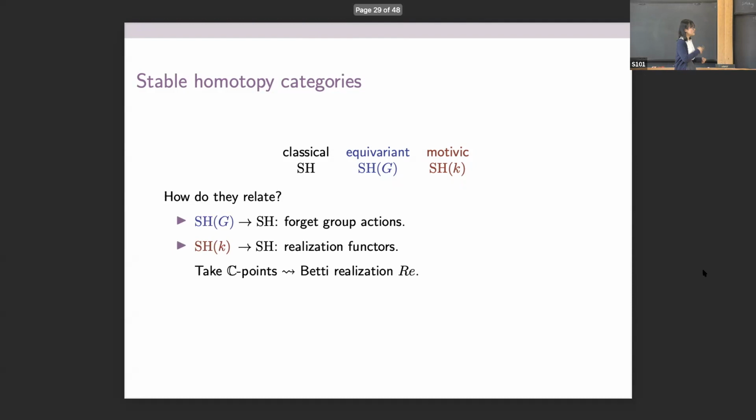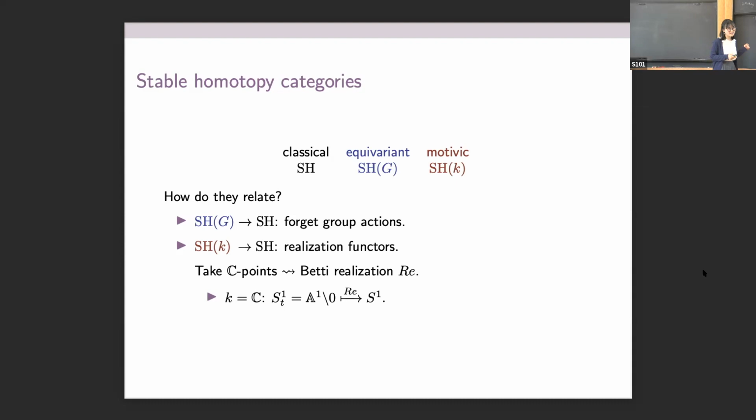If our base field k admits a complex embedding, then we can take C-points, and that gives a construction of a functor called the Betti realization functor. The first example is when my base field k is the complex numbers. I take the Tate circle and look at what the Betti realization functor maps it to. You have the complex plane, and you remove the origin, and that is equivalent to a circle. And this is also the reason why this thing is called a Tate circle.